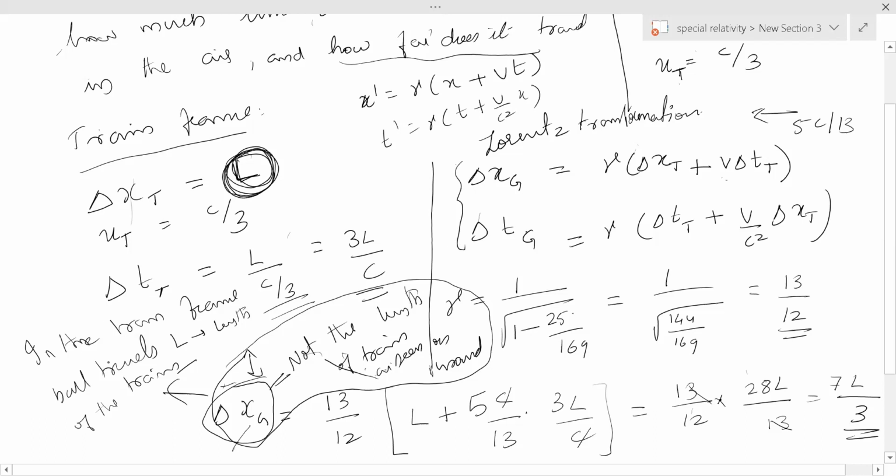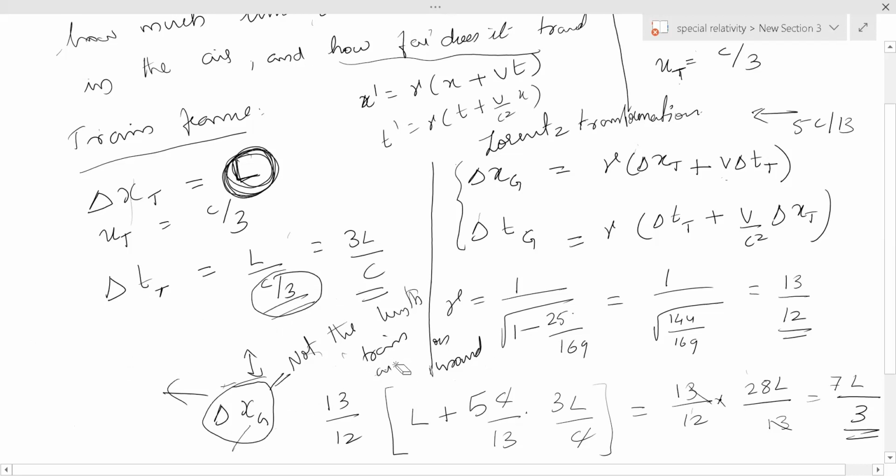So in this case, what we have done is we have made a simple calculation. We first wrote down the coordinates in the train frame, which is easy, and we had to use the velocity here to write down the time. So we have written this down, and then we use just the Lorentz transformation formula. Okay. Is this clear?